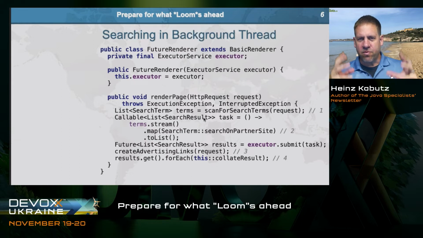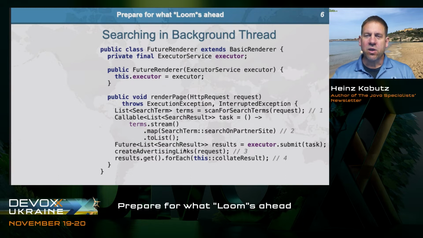I try to write it as similar as possible to the previous one, where we start with scan for search terms, we then do the actual searching inside a callable. So that's a callable over here. It's a Lambda creating a callable, and that's going to be submitted to an executor service, which is going to return a future of list of results. All right, and so that's happening in the background.